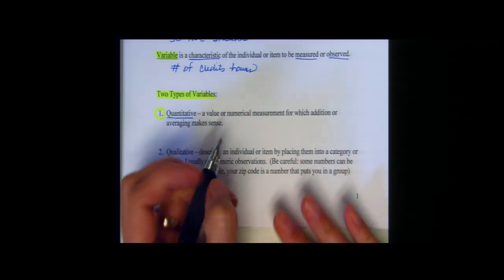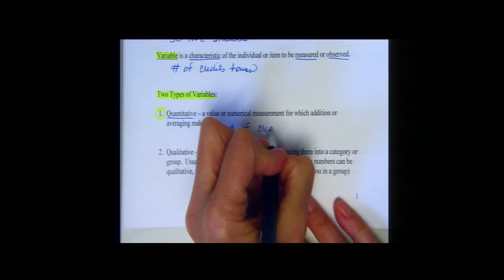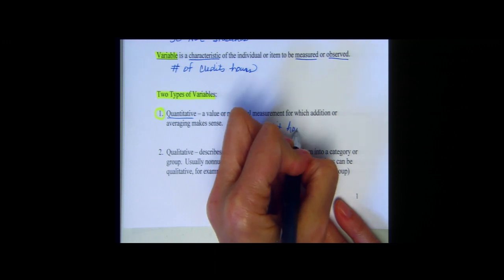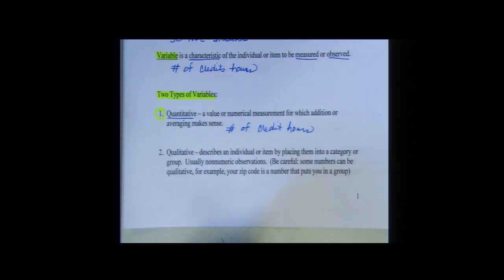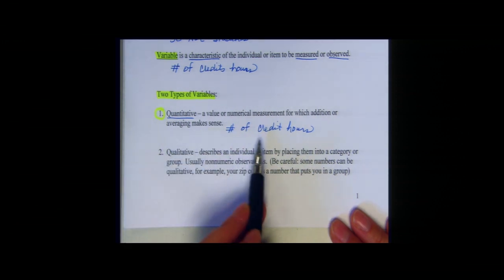Now, our example above of number of credit hours would be an example of a quantitative variable, because as you go further into college, you add your college credit hours together, so it makes sense to add them. If you wanted to figure out what is the average number of credit hours you carry per semester, it makes sense to average credit hours. Therefore, this would be considered a quantitative variable.